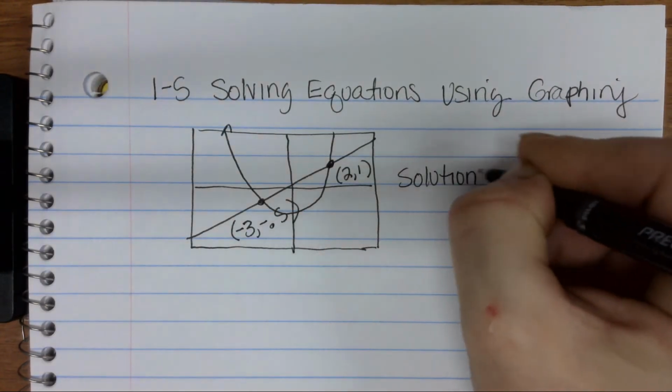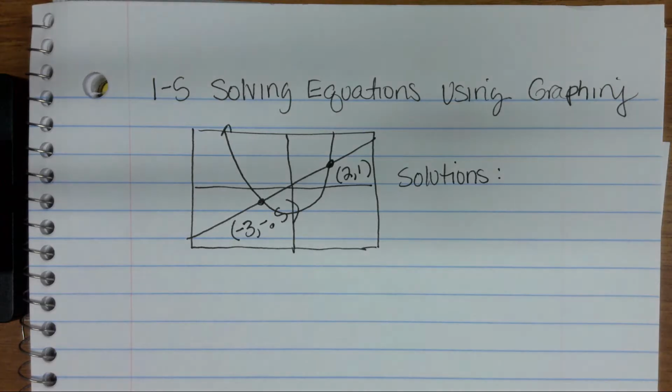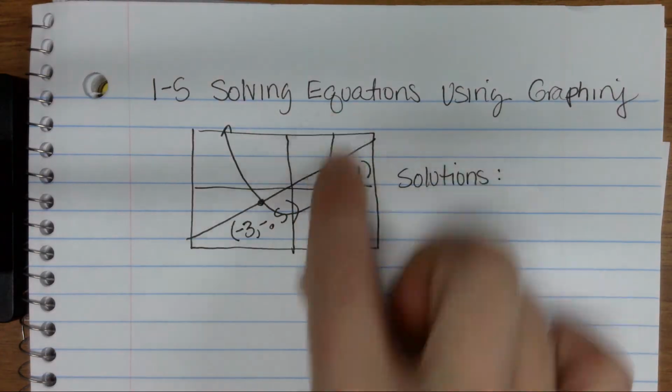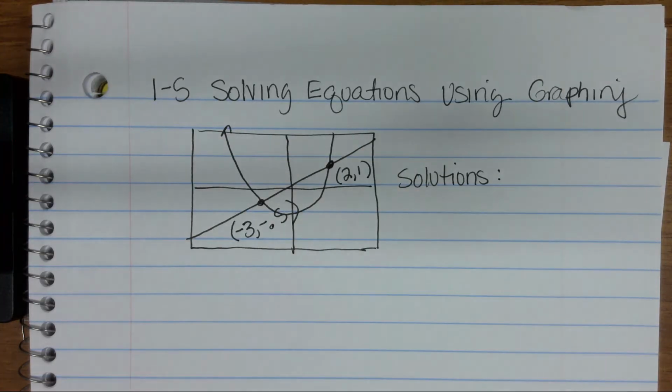What do you think the solutions for those two are? I could make an equation that represented the parabola and an equation that represented the line. What do you think the solutions would be? Turn and talk to the person next to you. Make a guess. What do you think if I gave you that information and I said, hey, find the solutions of the equations in that graph? What do you think the answer to that question would be?